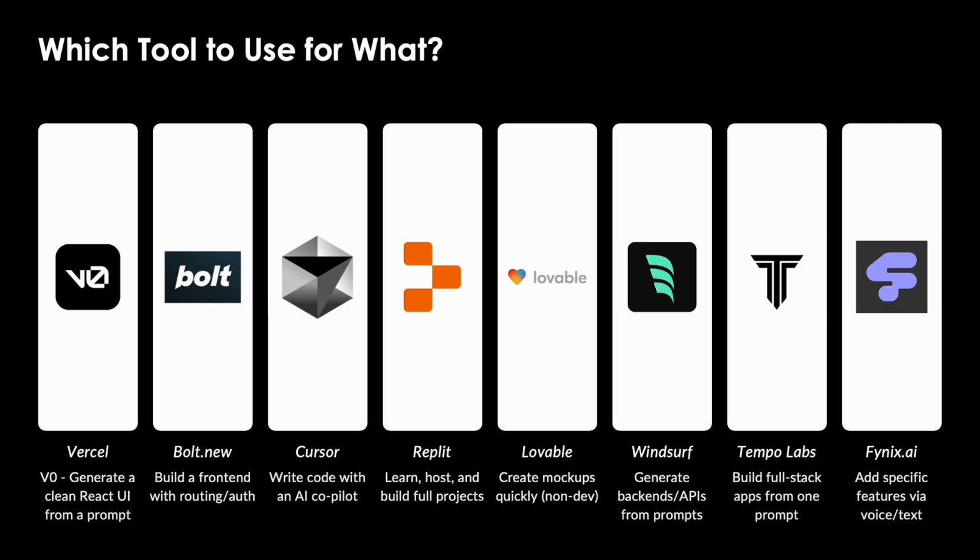For example, Vercel V0 again to generate a clean React UI from a prompt, bolt.new to build a frontend with routing and authorization, Cursor to write code with an AI copilot, Replit to learn, host, and build full projects, Lovable to create mockups quickly, Windsurf to generate backends and APIs from prompts, Tempo to build full stack apps from one prompt, and Phoenix.ai to add specific features to modern tech.